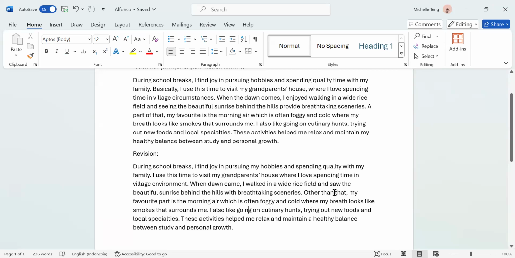Why? Because you already specified one thing, which is you enjoy looking at these sceneries, right? And then you also said that my favorite part is the morning air. So you're trying to state two things, which are the sceneries and then the morning air. So other than that sounds more fitting because we're describing the other thing that we're trying to describe, which is the morning air. The morning air, which is often foggy and cold, and my bed looks like smoke that surrounds me.